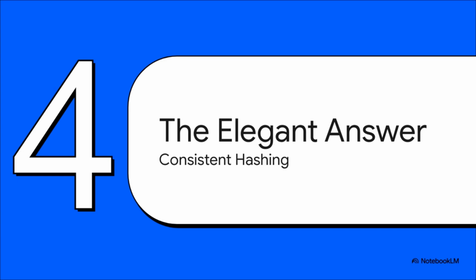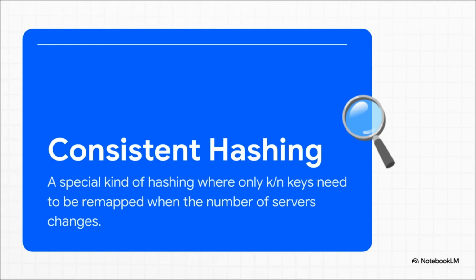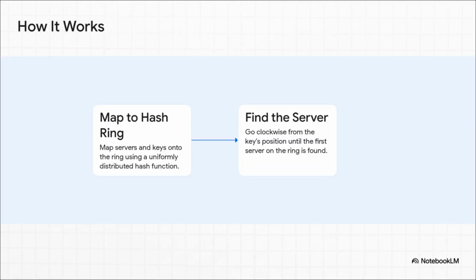It's an incredibly elegant answer, and it's called consistent hashing. So, what is consistent hashing? It's an algorithm that does the same job of distributing data, but it does it in a way that doesn't completely freak out when the number of servers changes. Its entire purpose is to minimize the amount of data that has to get moved around when you scale up or down.